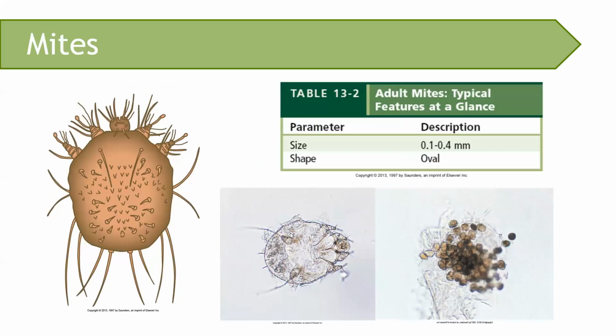Next in line, we have mites, approximately 0.1 to 0.4 millimeters, oval in shape. They're somewhat hard to see because they're quite small. Okay?